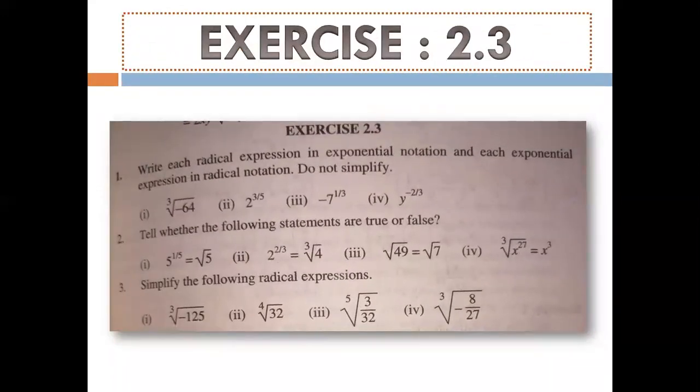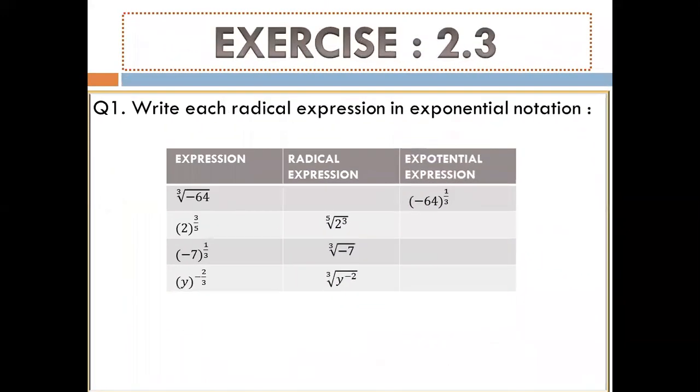In 2.3, only three questions are there. Questions 1 and 2 are both only objective; you tell whether the statement is true or false. Only in question 3 there is a solution. Yes, question number 1 is: write each radical expression in exponential notation.